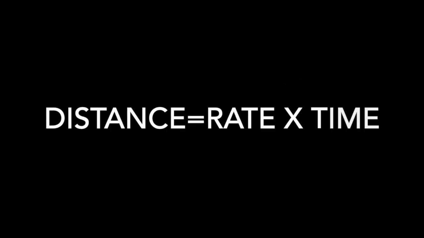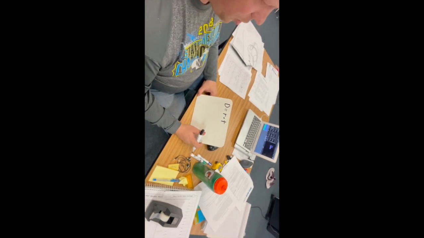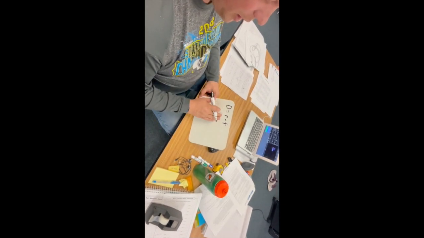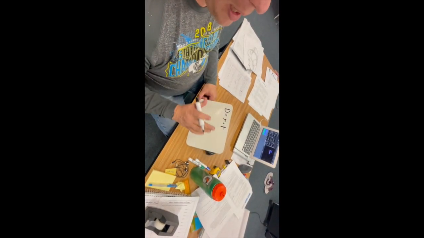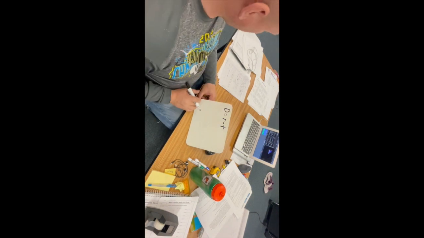Finally, our family went on a trip and we drove 816 miles in 12 hours. What was our average speed? Okay, to solve this problem, we need to know our formula of distance equals rate times time. Once we know our formula, all we have to do is plug in the information we know and do math that we've done 1,000 times before.